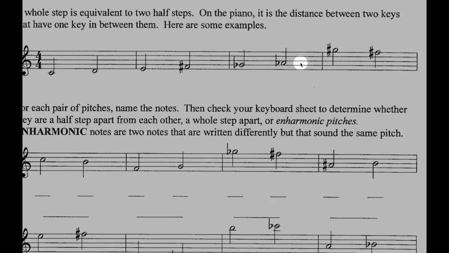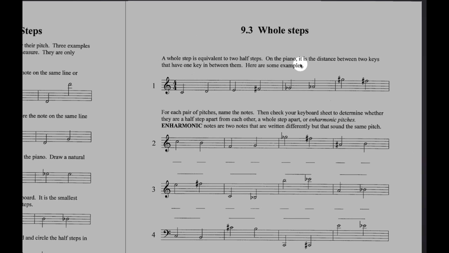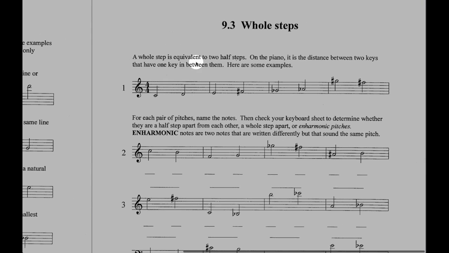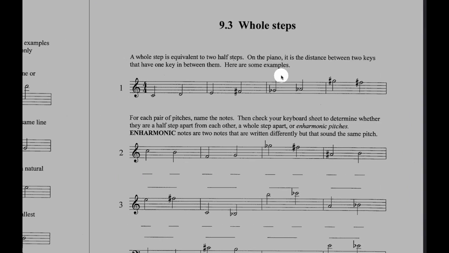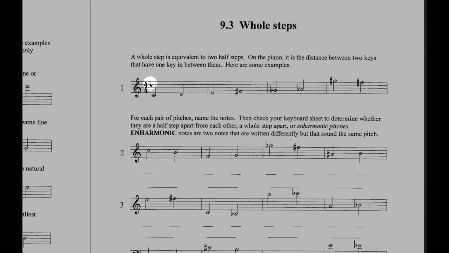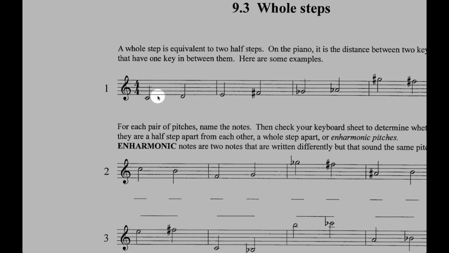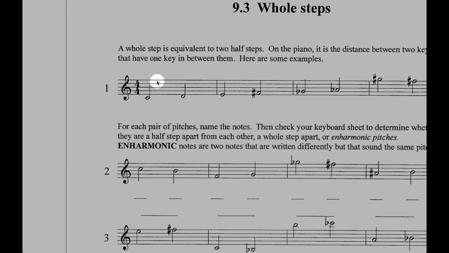Whole steps. A whole step is equivalent to 2 half steps. Equivalent means the same or equal to. On the piano, it's the distance between 2 keys that have 1 key in between them. Here are some examples. C to D has C sharp in between these, so it's a whole step. E to F sharp has F in between these, so it's a whole step.